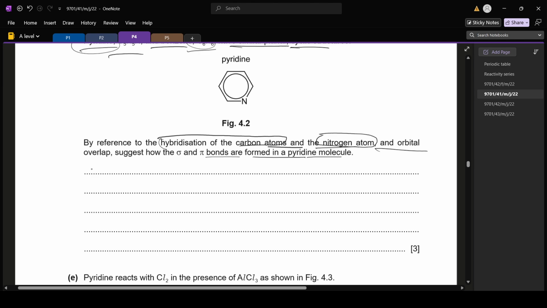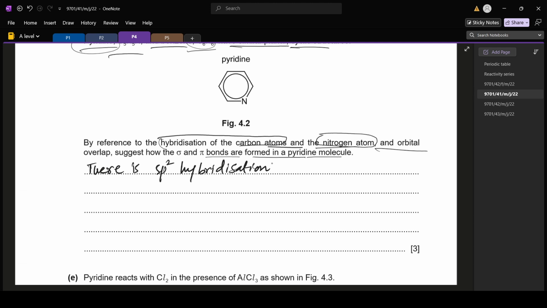So what will you write? There is sp2 hybridization of nitrogen and carbon. Okay, and how are sigma bonds formed? Sigma bonds are formed by end-to-end overlap between s and sp2 orbitals. Okay, and how are pi bonds formed? They are formed by sideways overlap of p orbitals.